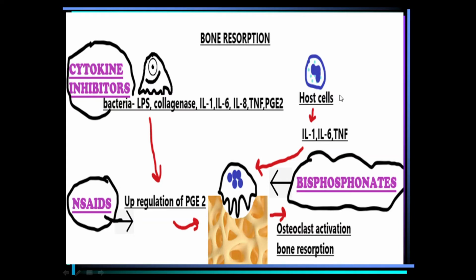Moreover, in the host cell, components like lipopolysaccharide irritate the cell and the cells start talking to each other in the form of cytokines. Various cytokines are liberated like interleukin 1 and interleukin 6, and they act on prostaglandin E2, which will lead to activation of osteoclasts and hence resorption of bone.